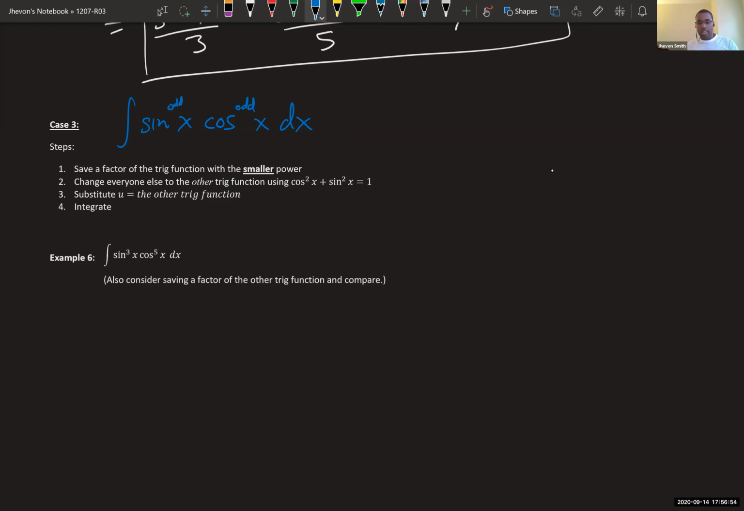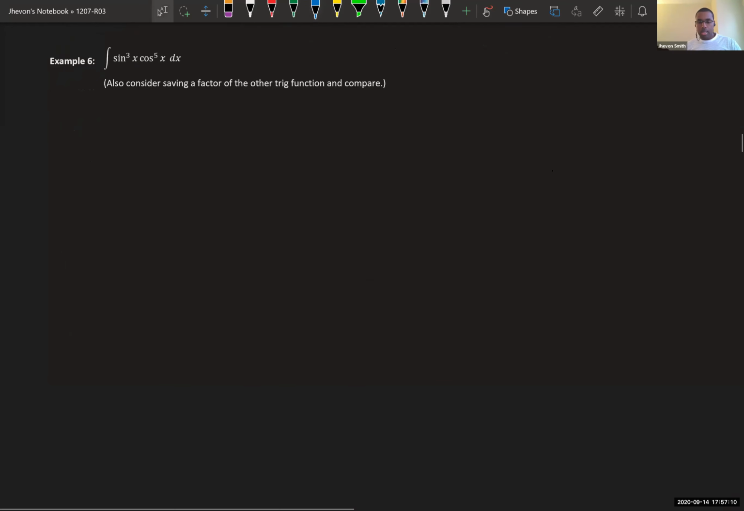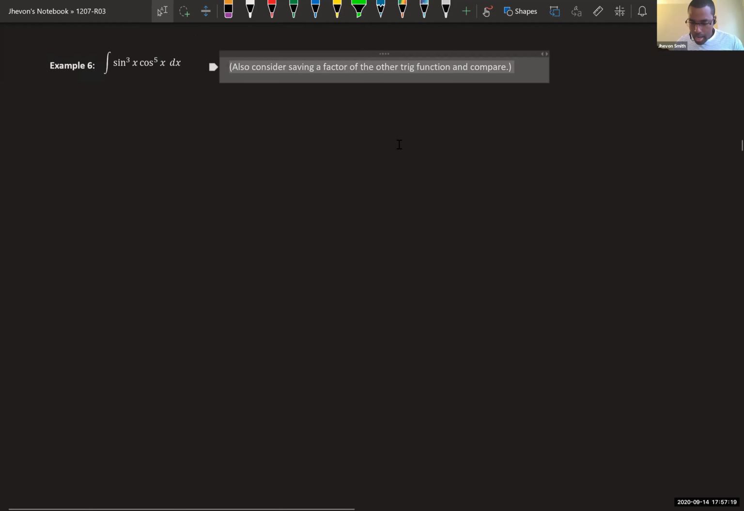Okay, so you save a factor of the trig function with the smaller power, then you change all the other guys, right? Now, that's not to say that saving the guy with the larger power would not have worked. However, you're going to have to work harder, and I'm going to show you that idea with this one example. So let's say you wanted to go with my strategy of saving the smaller power. And then we're going to look at what would have happened if someone decided to save the larger power. So yeah, go. Tell me what to do here.